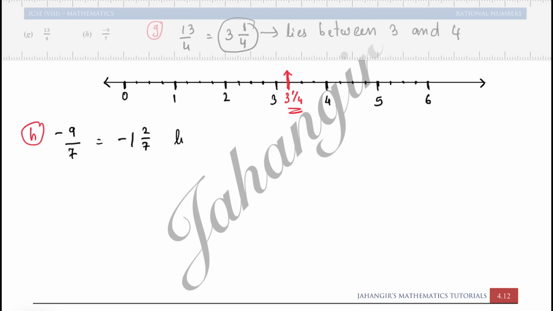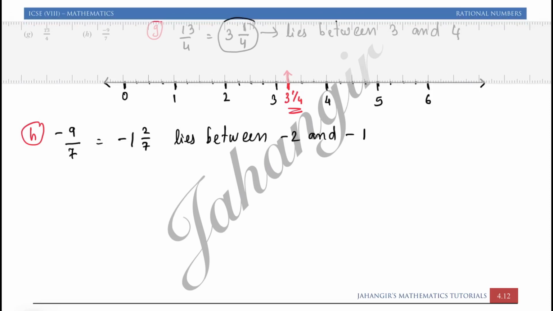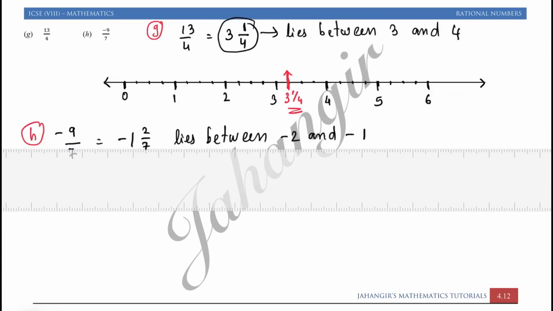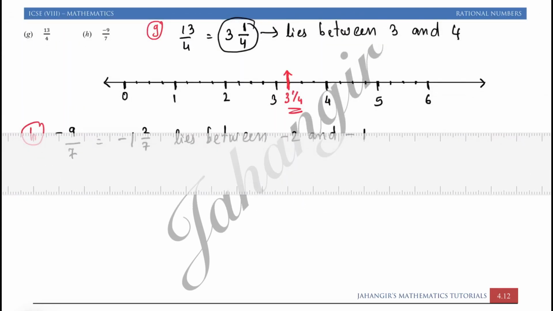It lies between minus 2 and minus 1. So we have to make 7 parts between each consecutive integer. Let us make the number line. We will start with minus 3. Let us put minus 3 here and then 7 gaps. 1, 2, 3, 4, 5, 6 and at the 7th gap we will write minus 2.